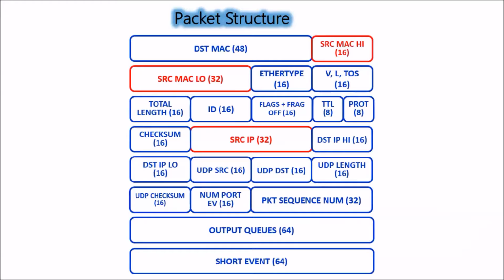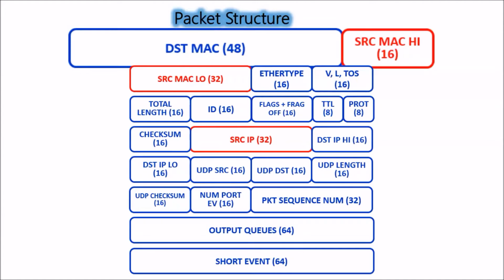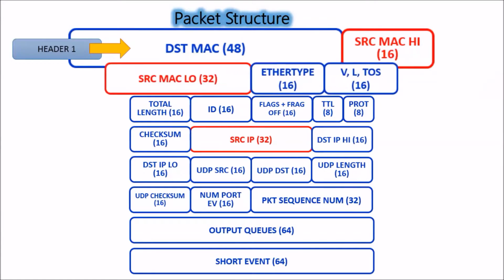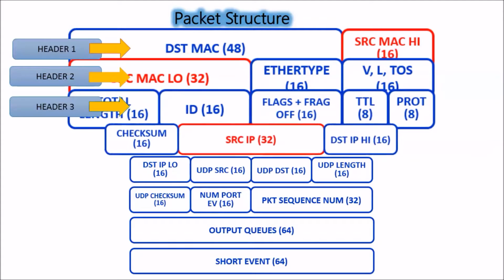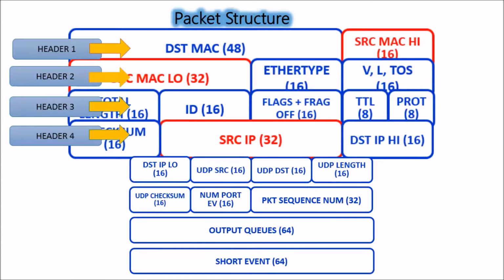Now let's see what's there in a packet structure. Header 1 contains the destination MAC, header 2 contains the source MAC, and there is a source IP in header 4. So what we need is the source MAC and source IP to check for IP spoofing. Now let's see how our IP spoofing is being done.